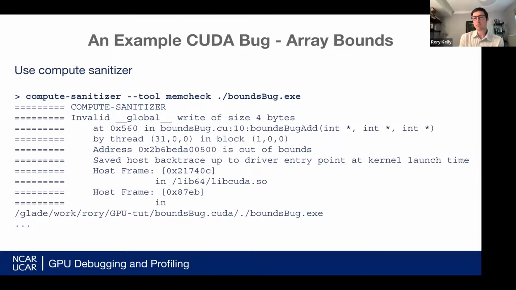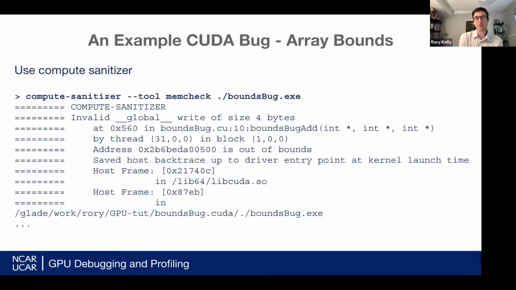So for a really simple bug like an out of bounds access, we know exactly where in our code to go make a fix without ever having to fire up a debugger. So that's certainly a great tool to use. And I think it's also worth mentioning here that this out of bounds access wasn't causing my code to crash.